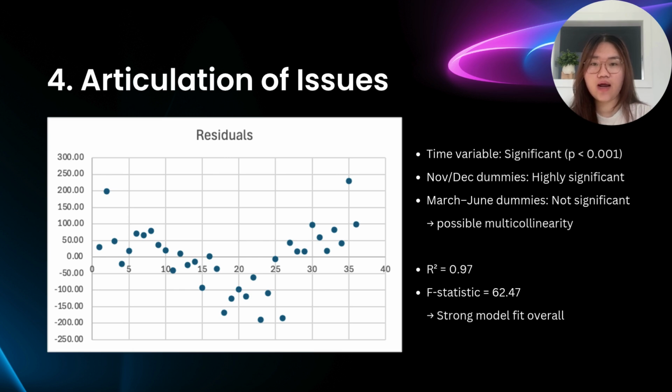November and December are significant as expected. However, some months like March, May, and June are not significant. This may arise from multicollinearity among the 11 dummy variables. Excel does not report variance inflation factors, but including many seasonal dummies alongside a time trend can create such issues.